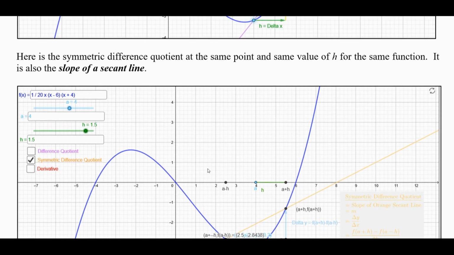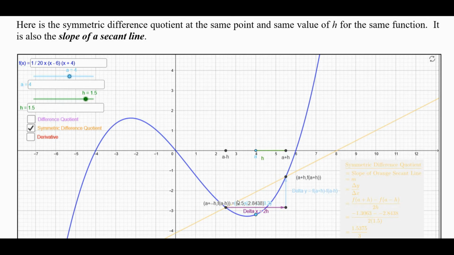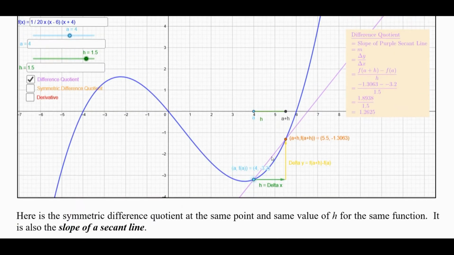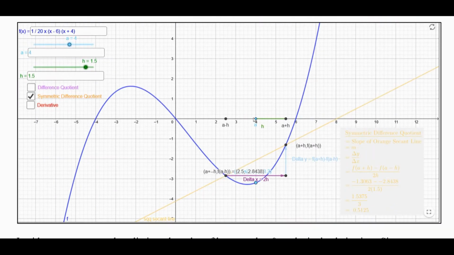Here is the symmetric difference quotient at the same point, illustrated as a slope of a secant line. This time, instead of taking our point of interest down here and finding the slope between it and a nearby point, which is what we did here, what we do is we go equally either side of this to find the points where x is a minus h and x is a plus h. There's the symmetric part that's the same distance from a horizontally, not necessarily vertically.